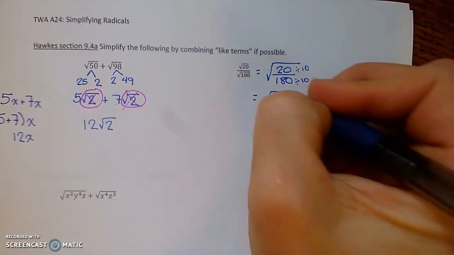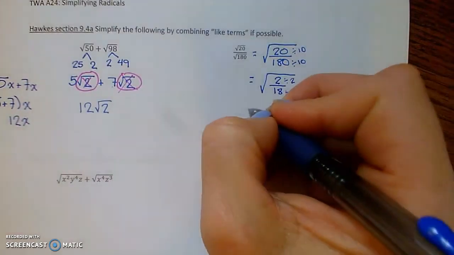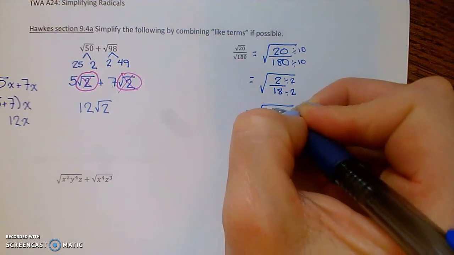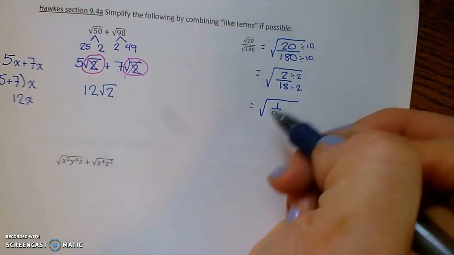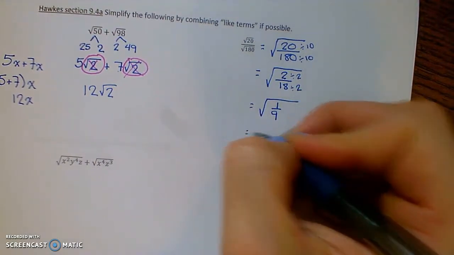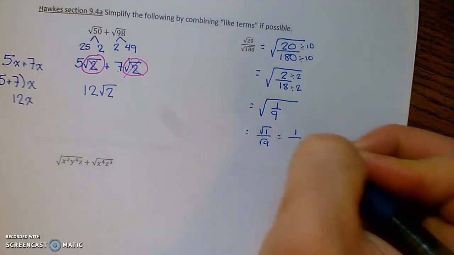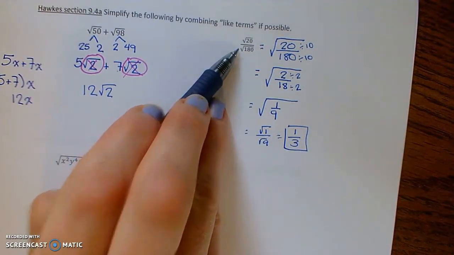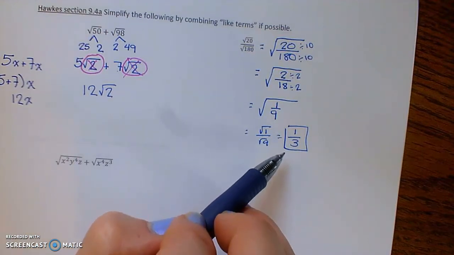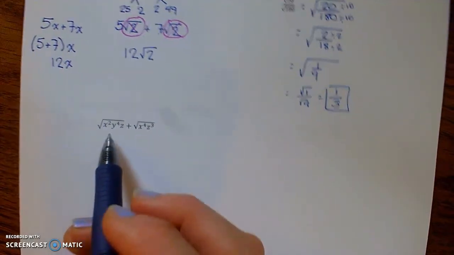You can actually simplify it further by noticing that these are both even numbers, so 2 should divide into both the numerator and denominator. So this is the square root of 1/9. Great. Now you can simplify this further by taking the square root of 1 over the square root of 9, which is 1 over 3. So the square root of 20 over the square root of 180 simplifies to just 1/3. All right, let's do this next example.